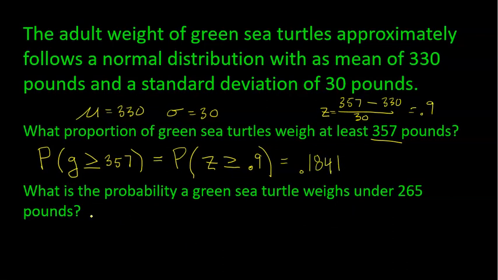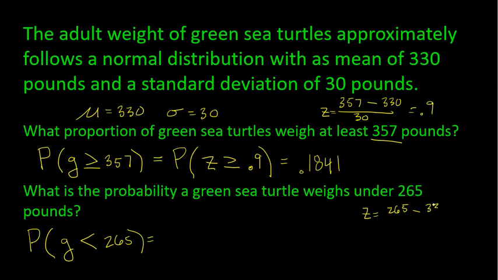All right, let's do one more practice. What is the probability a green sea turtle weighs under 265 pounds? So this time we're going to notate what we're looking for. We're looking for the probability, percent, proportion, all the same thing, that a green sea turtle is under 265 pounds. Well, once again, my calculator's normal CDF feature doesn't understand pounds of sea turtles. It does understand z-scores though. So I'm going to come to the side here real quick and calculate the z-score for this particular turtle.